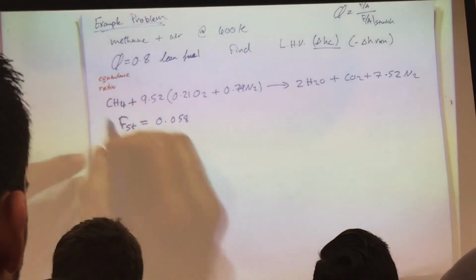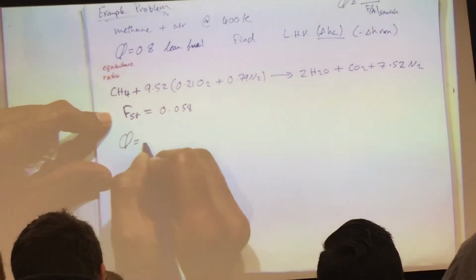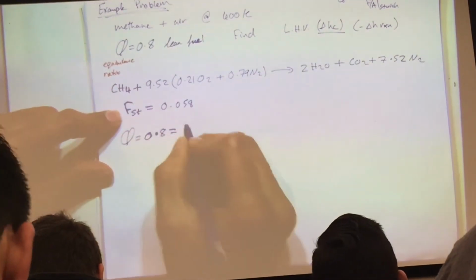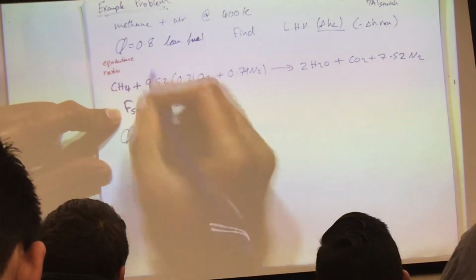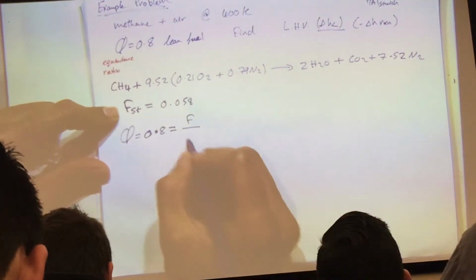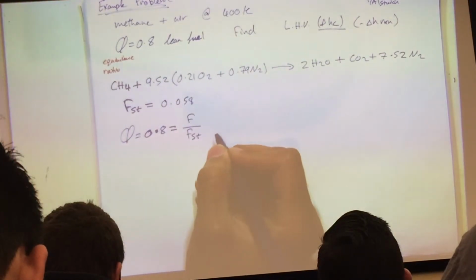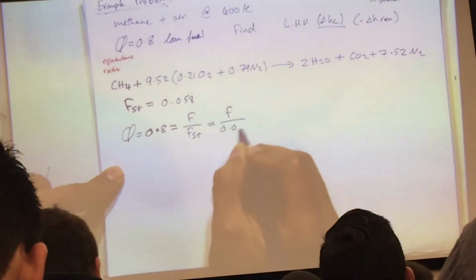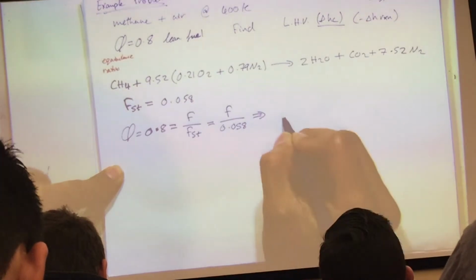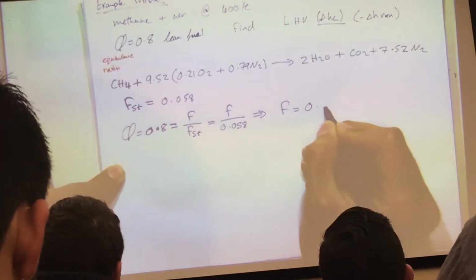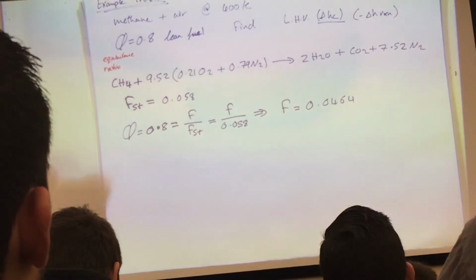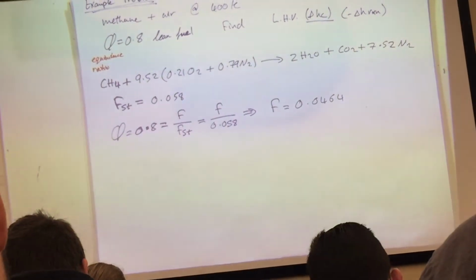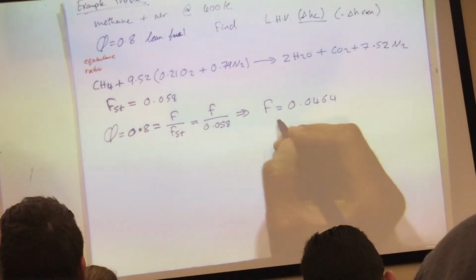Now, we just said that phi is equal to 0.8. So that's equal to the fuel-air ratio of my current problem divided by the fuel-air ratio of my stoichiometric condition. So that's equal to F divided by 0.058, and from that I could get F is equal to 0.0464. Now, does that make sense? Yes, it has to be smaller than my stoichiometric condition because that's why we got 0.8. So this is my current fuel-air ratio.